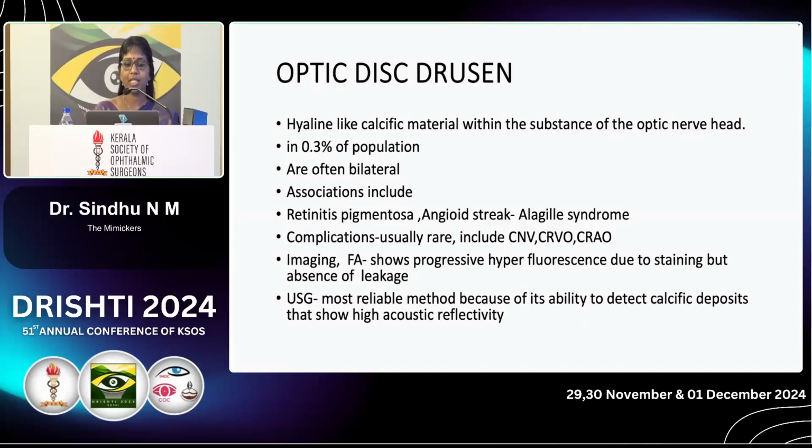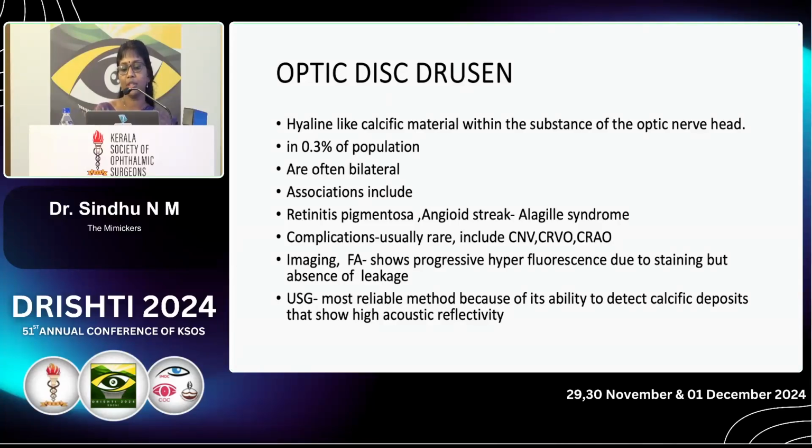Optic disc drusen is a hyaline-like calcific material deposited within the substance of the optic nerve head. It is seen in 0.3% of the population. It's often bilateral, and associations include retinitis pigmentosa, angioid streaks, and Alagille syndrome. Complications are usually rare with optic disc drusen, but sometimes you can get CNV, central retinal vein occlusion, or central retinal artery occlusion. On imaging, fluorescein angiography shows progressive hyperfluorescence due to staining but absence of leakage.